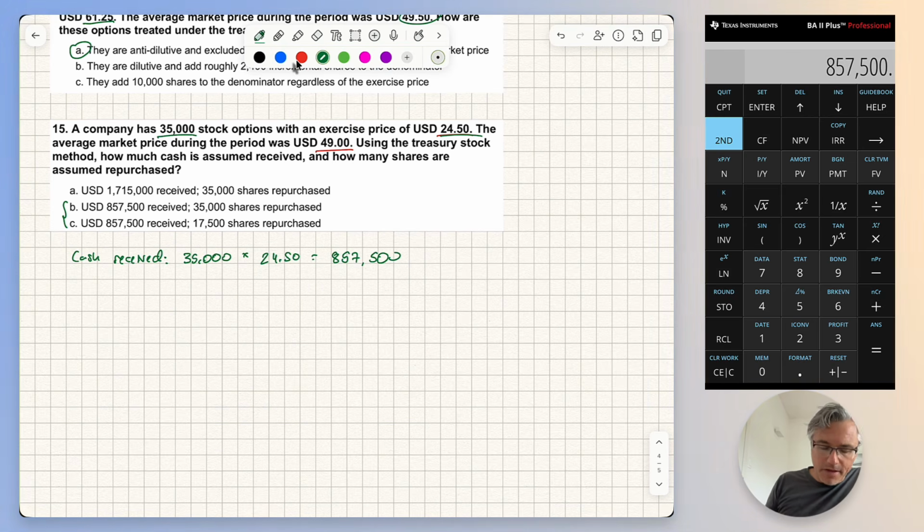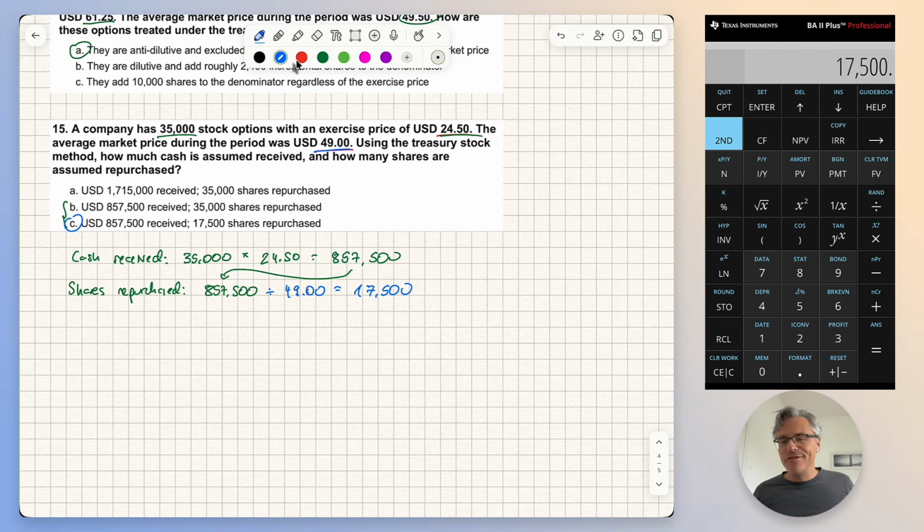Just probably something we could have guessed, given how these answers are phrased. Shares repurchased now. So with that money, 857,500, and the prevailing average market price of the shares 49, what could we repurchase? 17,500. So answer C provides the correct combination. We don't need to go anywhere beyond that. Don't need to compute anything else. That is very much it.